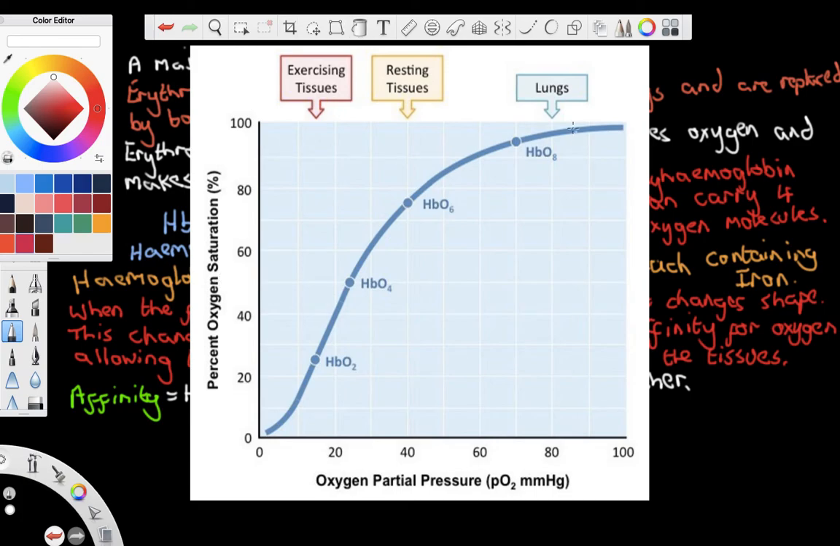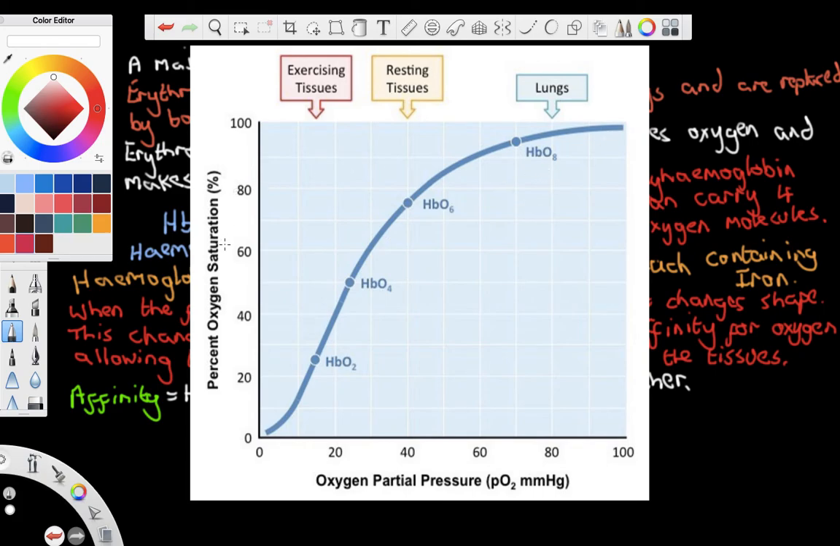So when we're at the lungs, there is a high partial pressure of oxygen, there is lots of oxygen, therefore the oxygen will move into the blood and bind to erythrocytes. When we're at the tissues of the body, the tissues of the body are using all of the oxygen up, so they don't have much oxygen available, and therefore the oxygen leaves the blood and moves into those cells.